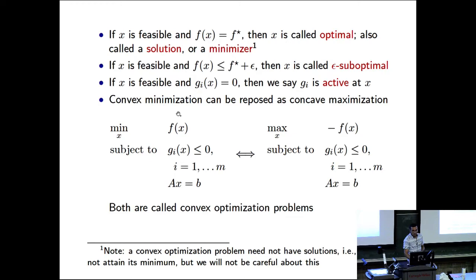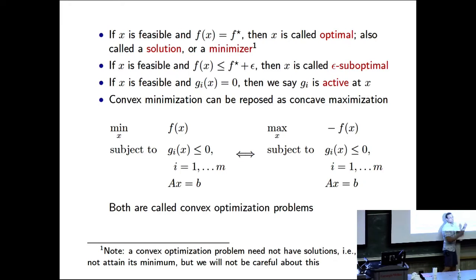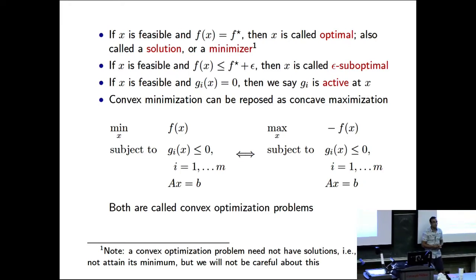And another one that's important to point out is that, if I ever talk about a convex minimization problem, I can equivalently pose that as a concave maximization problem just by flipping the sign of the criterion and turning the min into a max. So minimizing f of x is the same as maximizing negative f of x, in terms of the solutions. The solutions here will be solutions here. The optimal values will just be the negatives of each other.